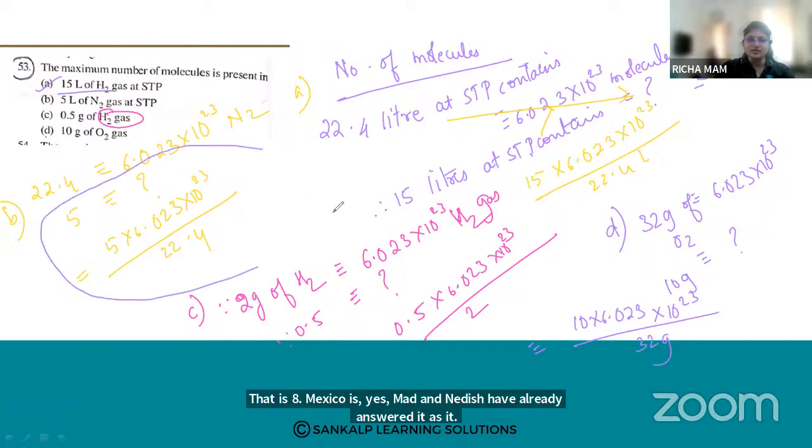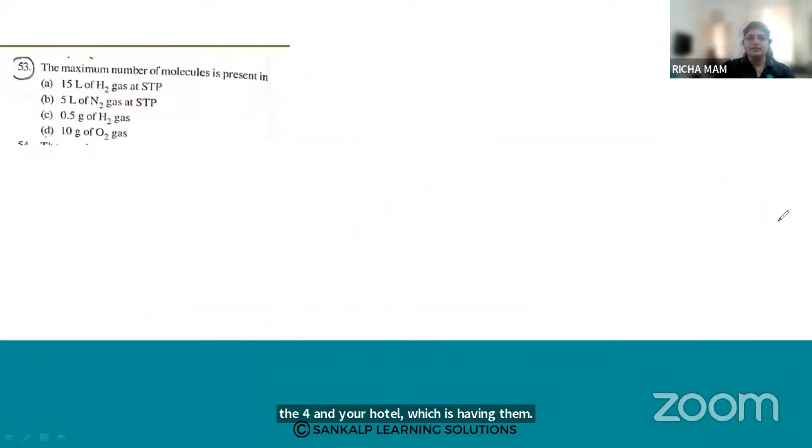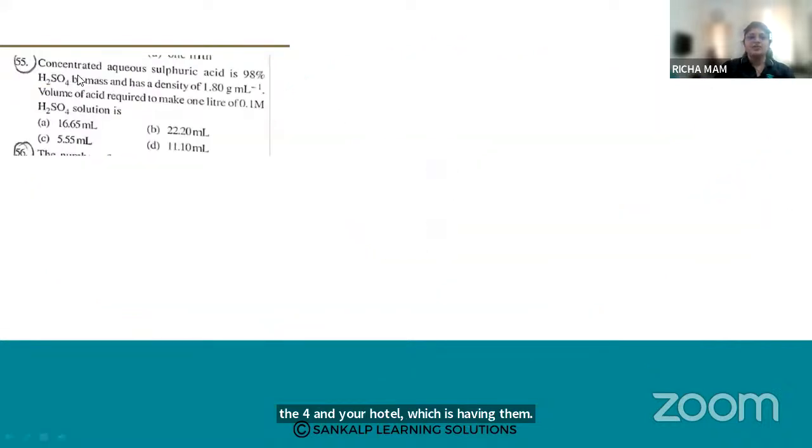So these are to be solved, whatever answer you are getting, and you have to compare. Yes, Bhuvan has also answered it as A. Compare all the four and tell which is having the maximum. So I am getting A. A is the correct answer. Okay. Next question.